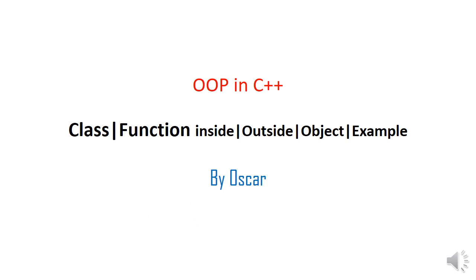Hello students, in this video we are going to see how we can declare a class in a C++ program, and then we see how we can define class member functions either inside or outside of the class, and then we see how we can create the objects of a class. At the end we will have an example of a C++ program containing a class and the objects. Let's go right now.